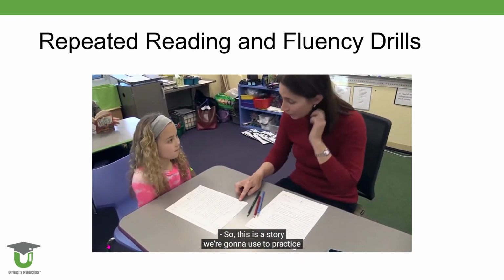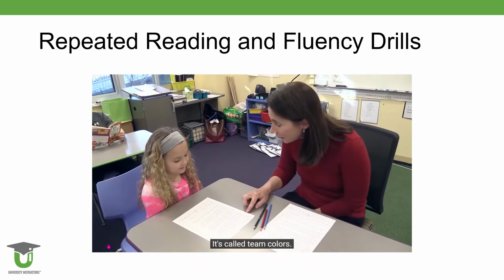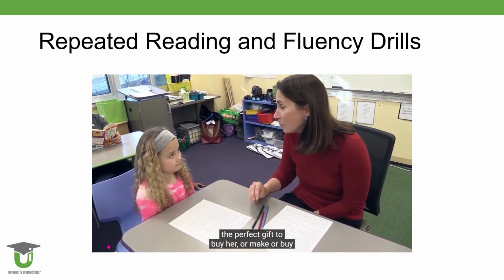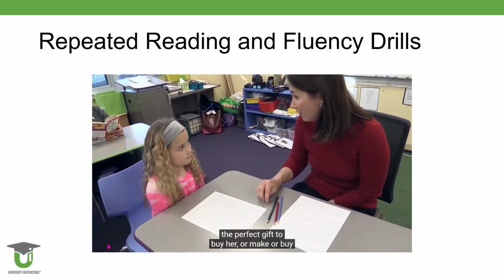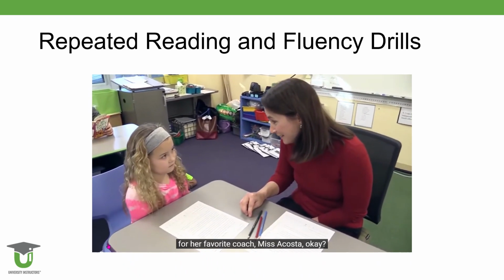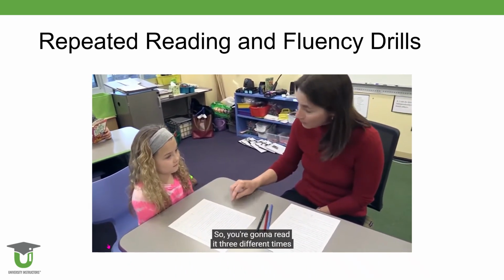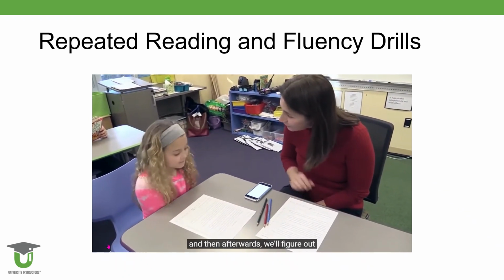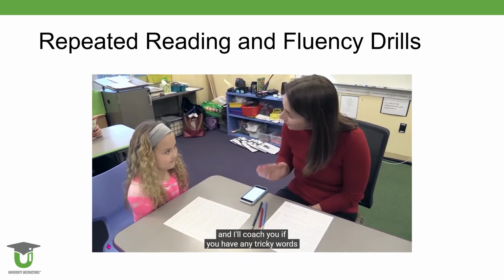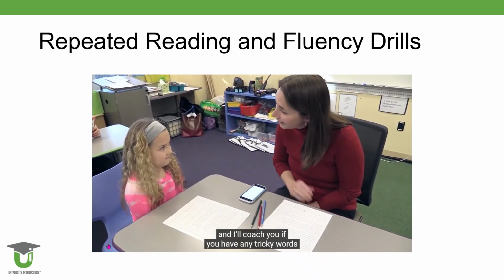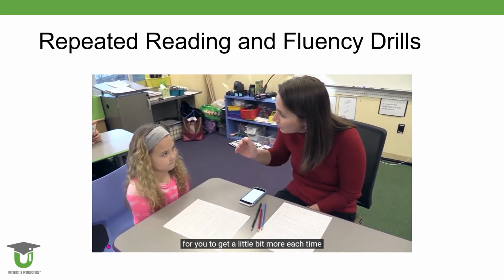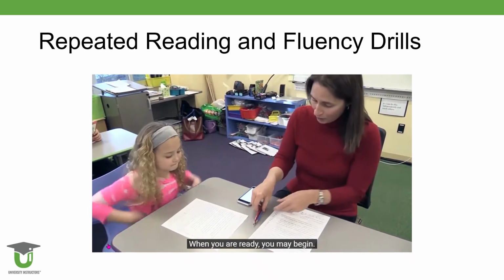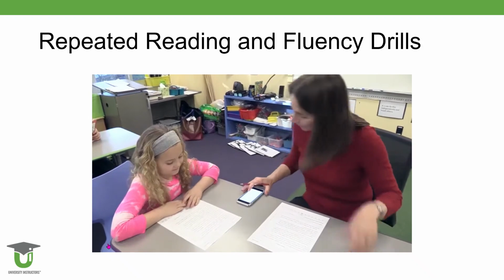So this is a story we're going to use to practice your fluency. It's called Team Colors. In this story, Madison is trying to figure out the perfect gift to make or buy for her favorite coach, Miss Acosta. Okay, so you're going to read it 3 different times, and each time I'm going to time you and see how many words you get in a minute. And then afterwards we'll figure out how many words you got in a minute, and I'll coach you if you had any tricky words. And then we'll do it 3 times, and we're just looking for you to get a little bit more each time, because that shows more fluency. All right? When you are ready, you may begin.